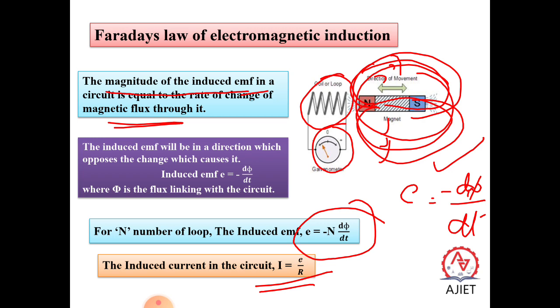This law was demonstrated by Michael Faraday, one of the leading English physicists, in the year 1831, which is the basic law of electromagnetism. And this is the main law which helps in the manufacturing of generators, transformers, electric motors, etc.